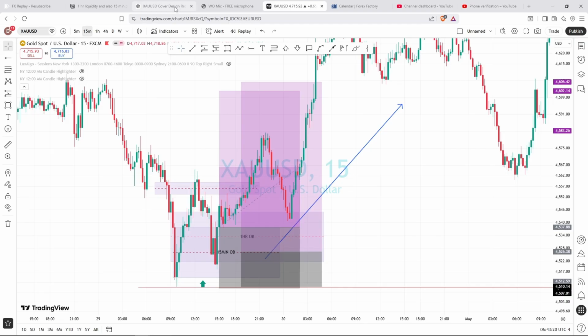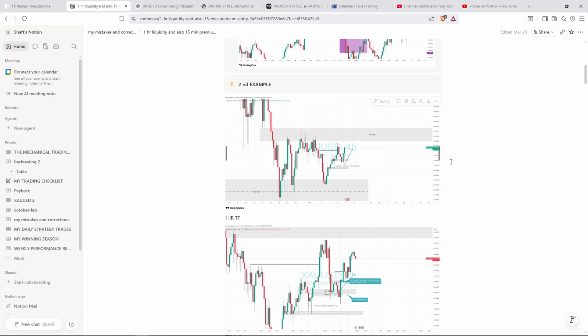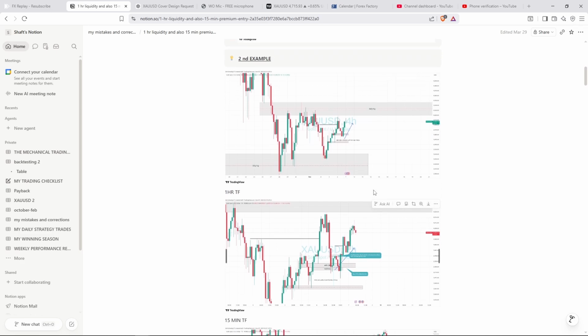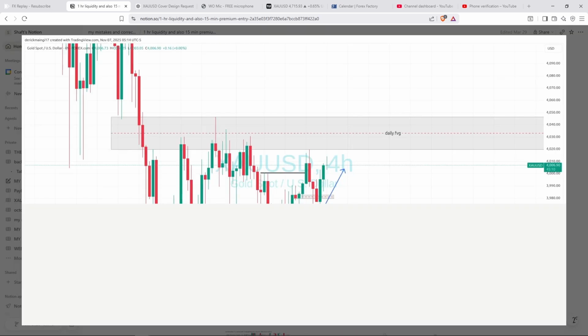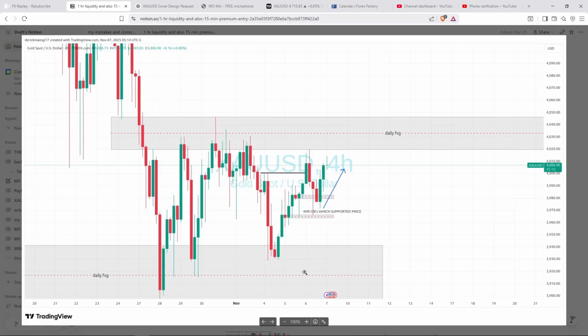So let me show you the data that I've been collecting for that strategy. I've journaled some trades on that entry. So let us look at this example. Price had tapped into the daily fair value gap and had started going up. This is a 4-hour time frame. And then price came down and tapped into a 4-hour order block, which supported price.